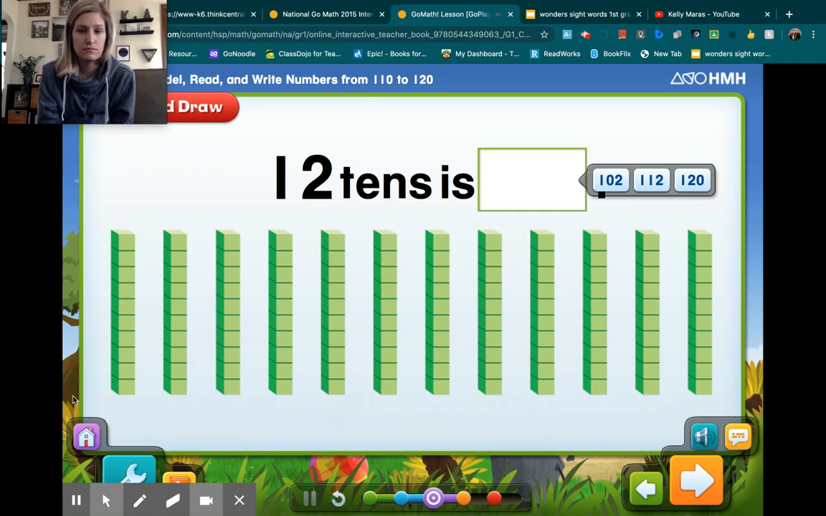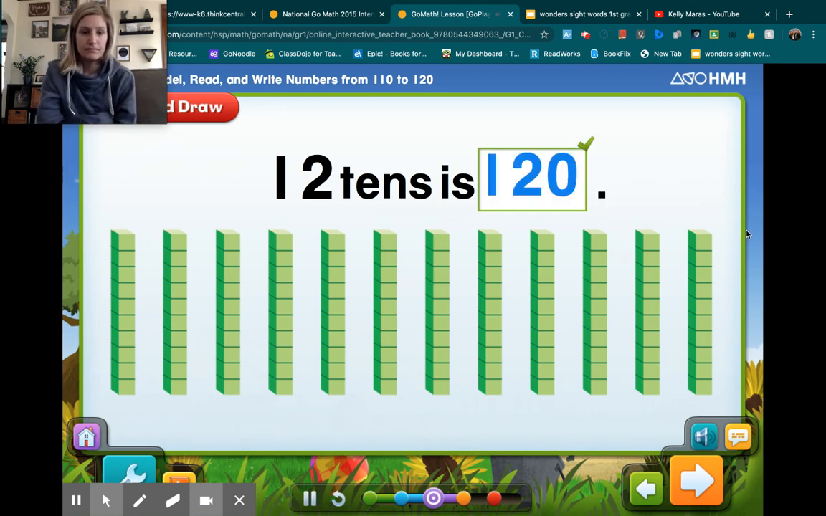Select your answer. Okay, let's look at these numbers carefully again. So we have 120 shown in these blocks because we have 12 groups with 10 in each of them. So let's go ahead and look. This says 102. This says 112. And this says 120. So this is the one we're looking for. That's it. 12 tens is the same as 120.